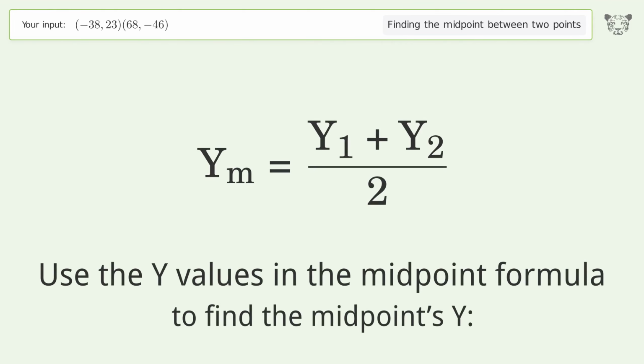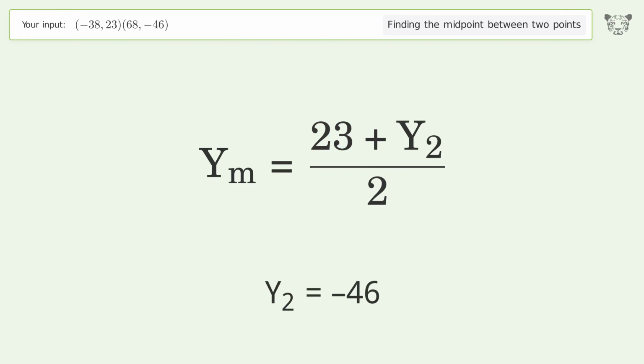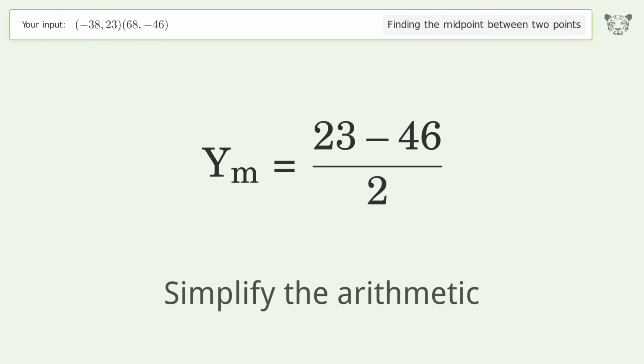Use the y values in the midpoint formula to find the midpoints y. y1 equals 23. y2 equals negative 46. Simplify the arithmetic.